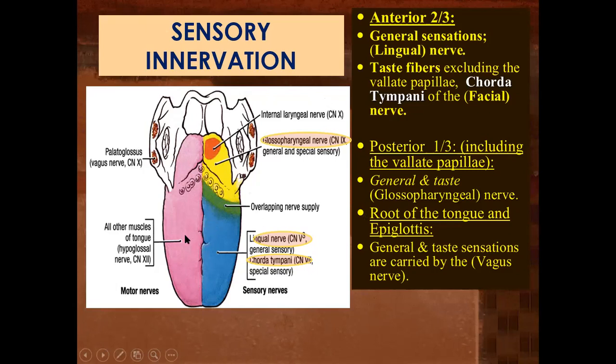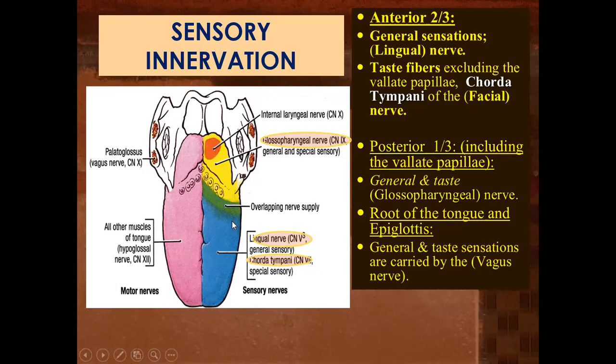Here all the motor and sensory nerve supply has been shown. On this side, it is the motor supply. All the muscles of the tongue are supplied by the hypoglossal nerve. This is the hypoglossal nerve supplying. It is supplied on both sides, but here they have shown the motor on one side and the sensory supply on this side. So hypoglossal nerve, or the 12th cranial nerve.